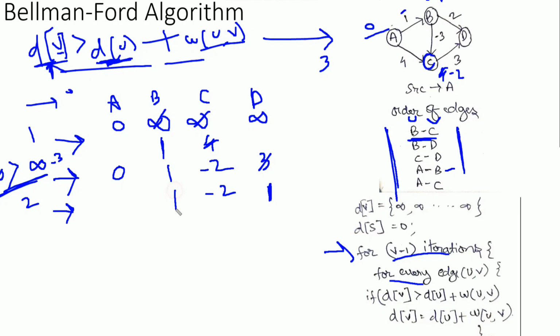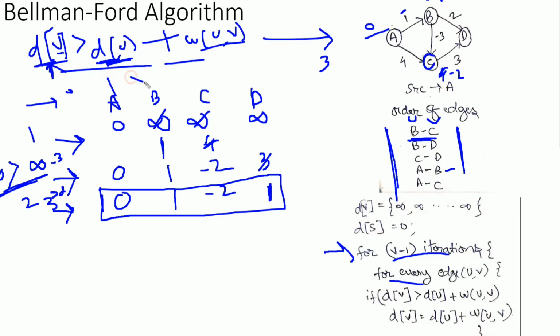So after the third iteration, we got this value. So this will be the shortest distance path from the source vertex to these vertices. So our source vertex is A. So A to A, the shortest distance path will be 0. A to B, the shortest distance is 1. A to C, it's minus 2, and A to D, 1.